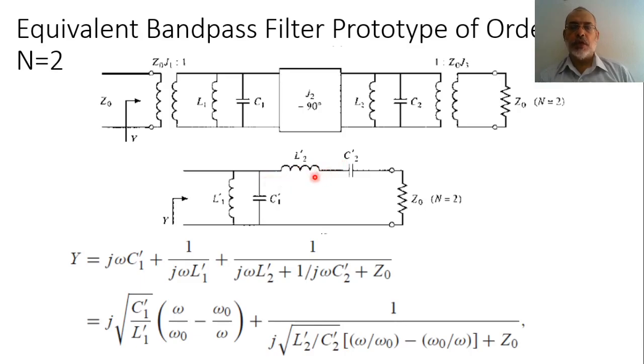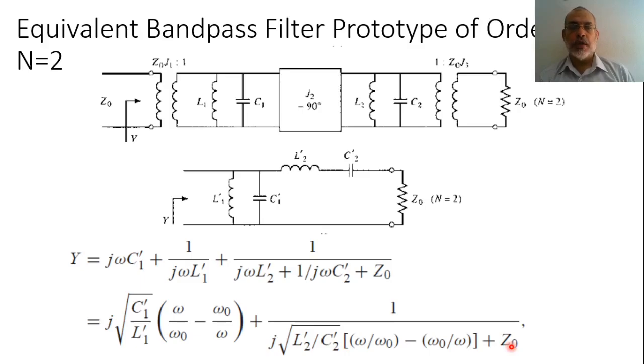And we said that the input admittance for this circuit can be obtained as the input admittance of the first tank circuit, j omega C1 prime plus 1 over j omega L1 prime, plus the admittance of the second branch, which is 1 over j omega L2 prime plus 1 over j omega C2 prime, plus Z naught, which can be arranged as j square root C1 prime over L1 prime multiplied by omega over omega naught minus omega naught over omega, plus 1 over j square root L2 prime over C2 prime multiplied by omega over omega naught minus omega naught over omega, plus Z naught.